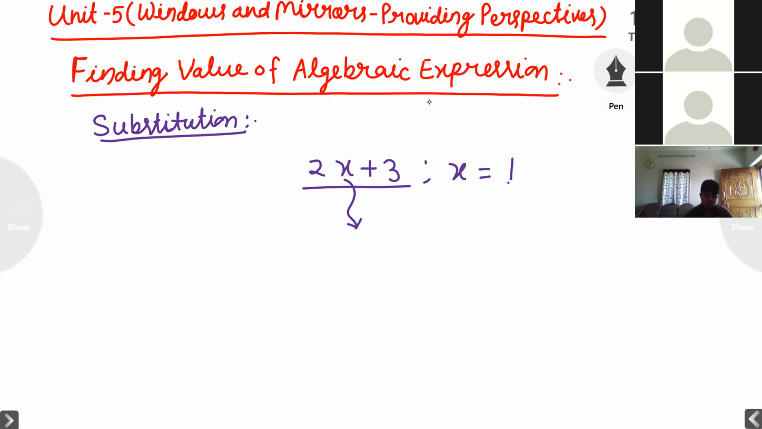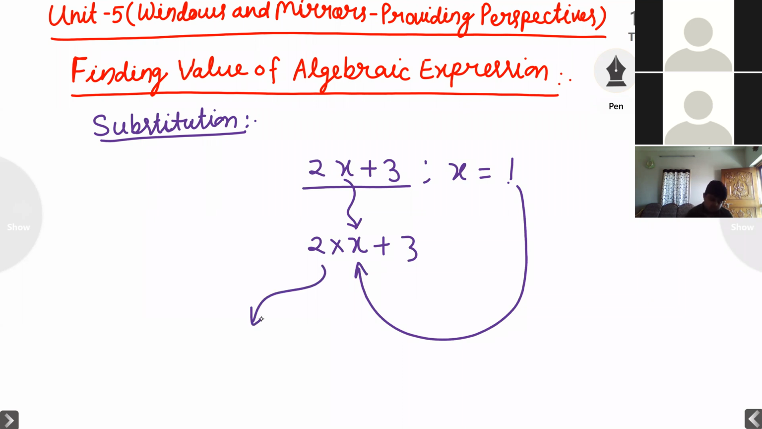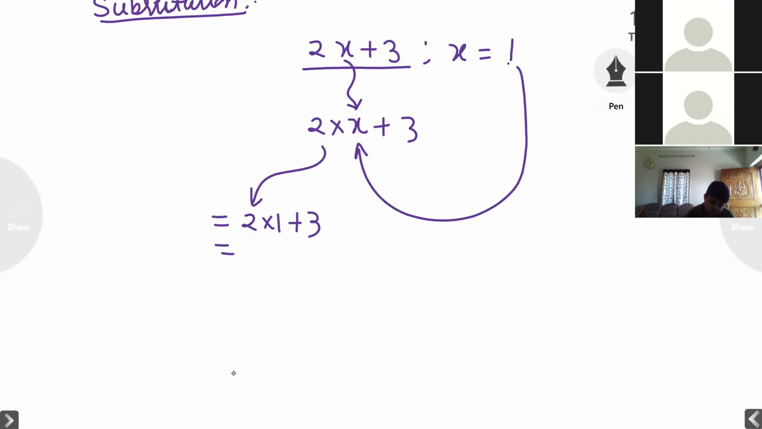2x means 2 into x, plus 3. Now in the place of x, I want to substitute 1. It means we will get 2 into 1 plus 3. Again we have to apply the BODMAS rule. First the multiplication operation: 2 ones are 2, plus 3 equals 5.